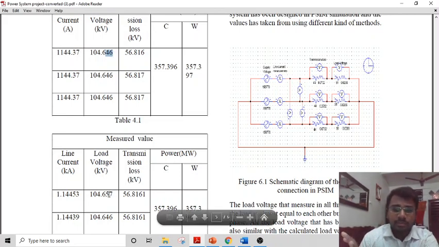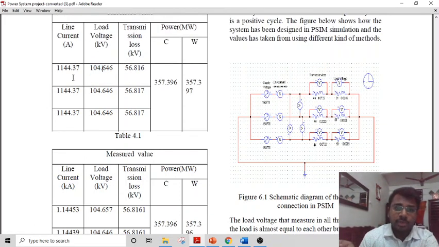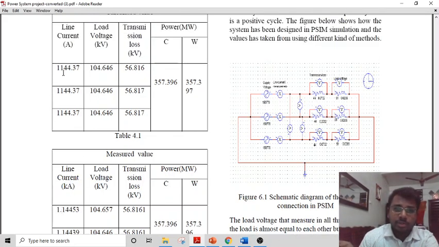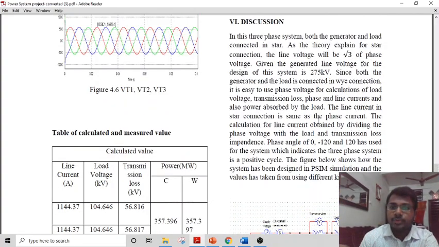We can neglect that as long as the first 3 to 4 decimal places are accurate. Okay, this one, no need to get confused, because this one is in ampere and this one is in kiloampere. That's why here we got 1 point something, here we don't have. All right, and then we go to the discussion.